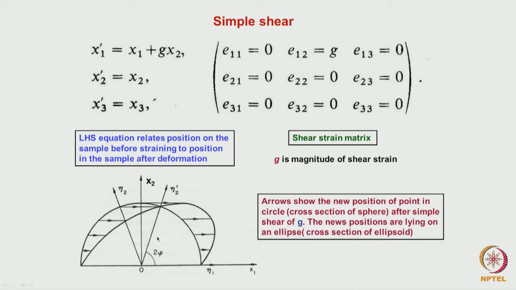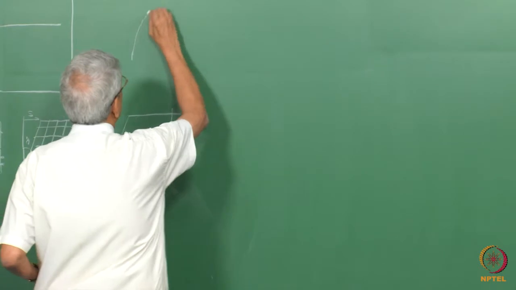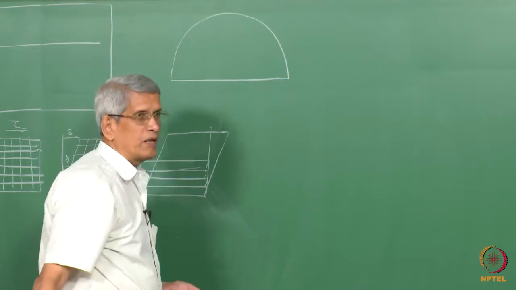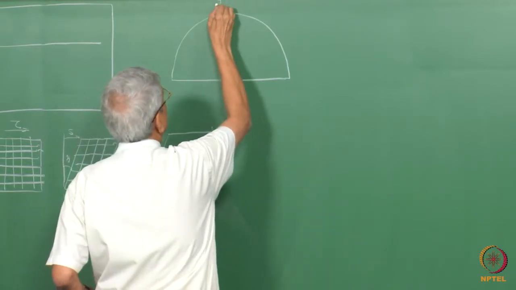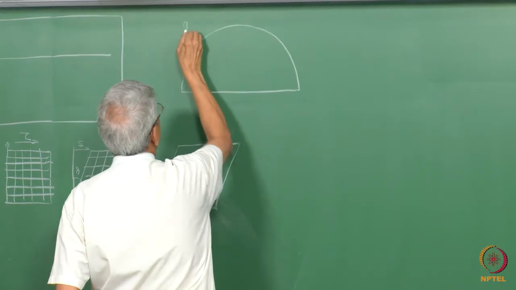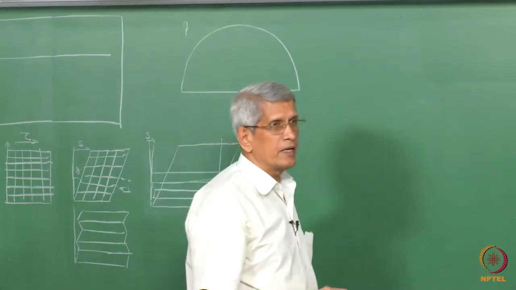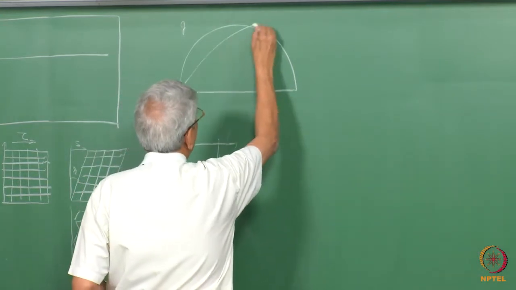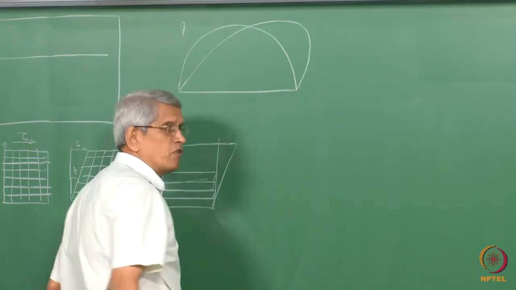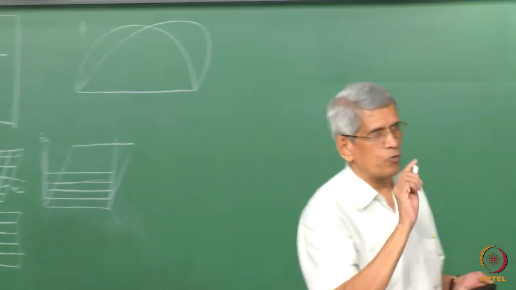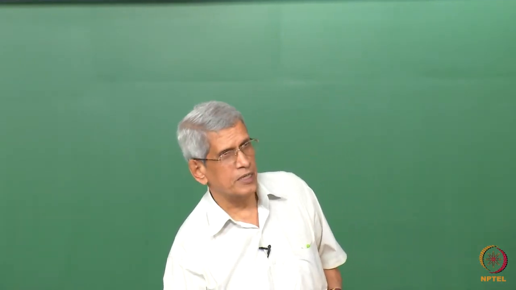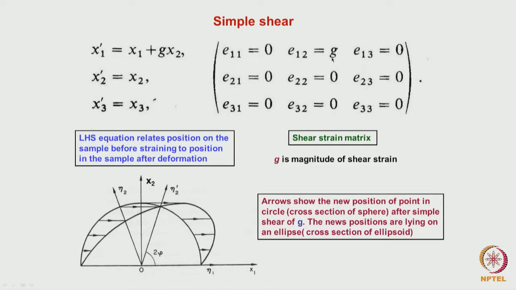What we have taken is essentially a hemispherical sample of the material where we apply a simple shear, G. Then what will happen is that this will transform into an elliptical shape, because only in one direction the shear is being applied. So when the shear is being applied, the matrix can be written in this particular form. So G is the simple shear strain, correct?